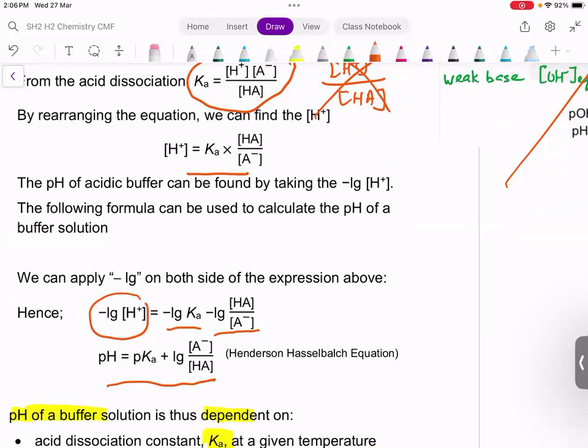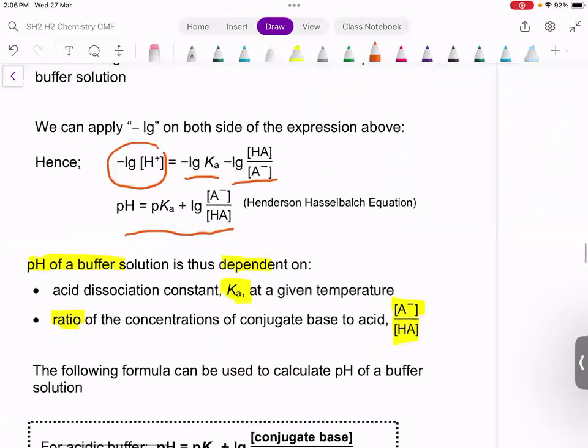Right, so from this relationship, you can see that pH of a buffer depends on two factors. Number one, Ka. As long as the temperature is constant, Ka remains unchanged. Then it also depends on the ratio of your salt and the weak acid, or salt and a weak base. So this is what I'm talking about. The ratio can be adjusted to get the pH value you want. Can?